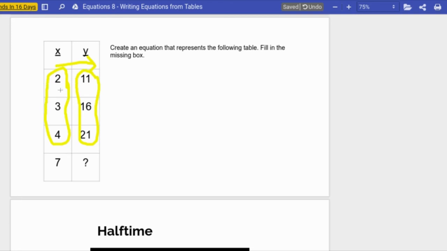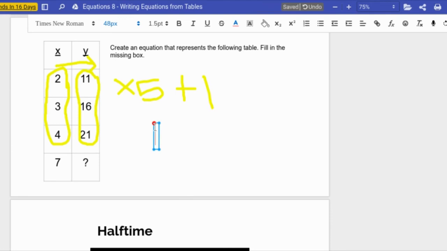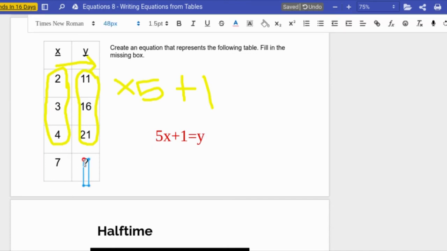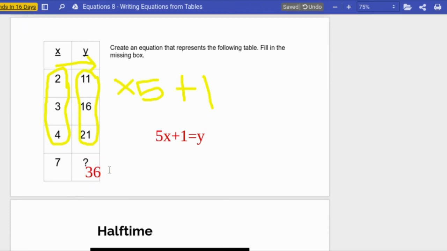So 2 times 5 is 10. Then I would have to add 1 to get to 11. 3 times 5 is 15, plus 1 gets me 16. 4 times 5 is 20, plus 1 gives me 21. So I'm going to be multiplying by 5, and then I add 1. So the way that I would write that is my x, I multiply it by 5. So I'm going to write that as 5x, and then I add 1 to it, and that equals my output, which is y. If I do that down here, 7 times 5 is 35, plus 1 is 36. So my missing number is 36.